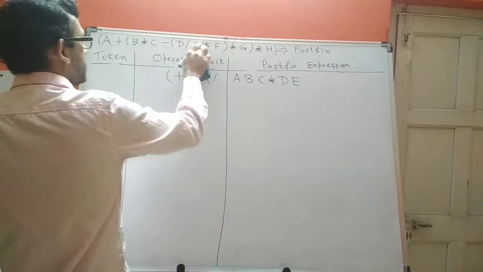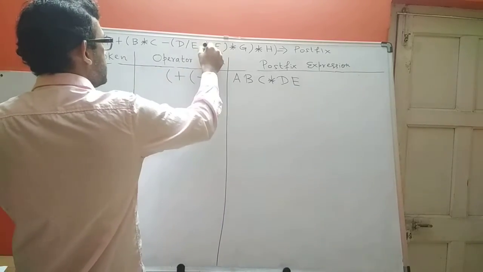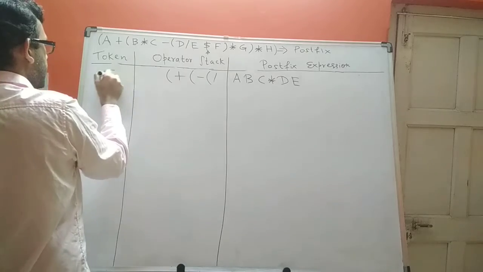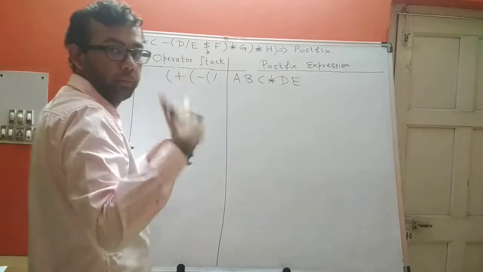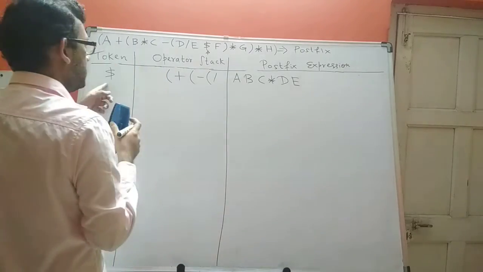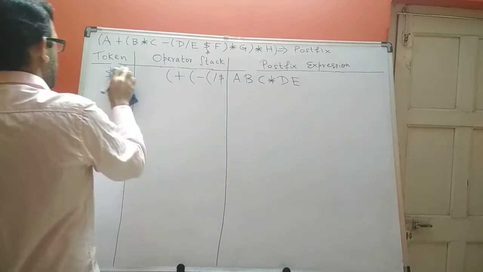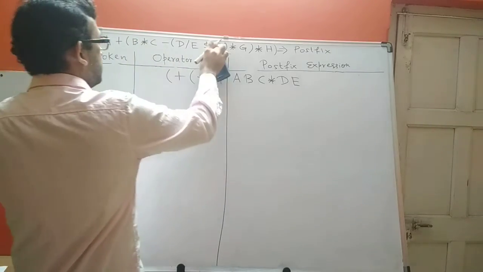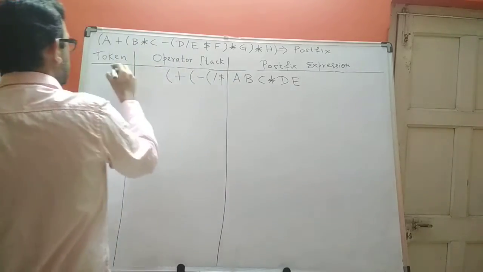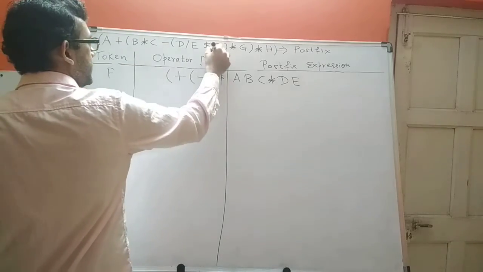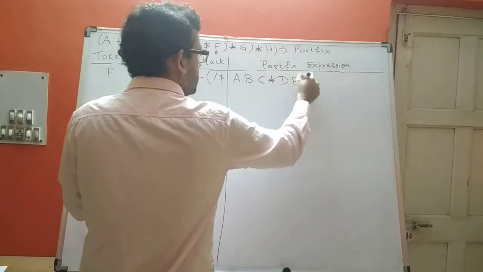My next token is exponentiation. Dollar denotes exponentiation, that means the power of operation. So dollar has greater precedence than division, so I'll push it onto the stack. Next token is F, which is an operand, so I'll add it to the output.